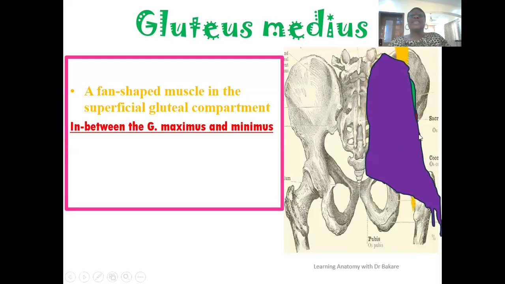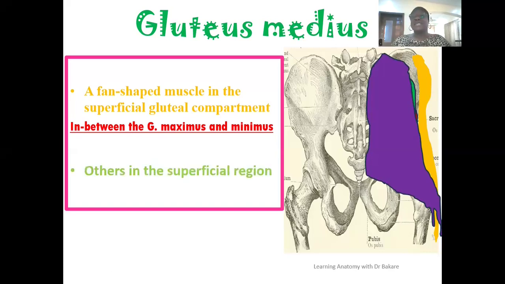If you go more to the lateral edge here, you have the tensor fasciae latae, and this is what is highlighted here in yellow. This muscle is also one of the muscles that are located within the superficial compartment of the gluteal space. This muscle is seen to be located on the lateral edge of the gluteal region, and this is what is projected here in this image.